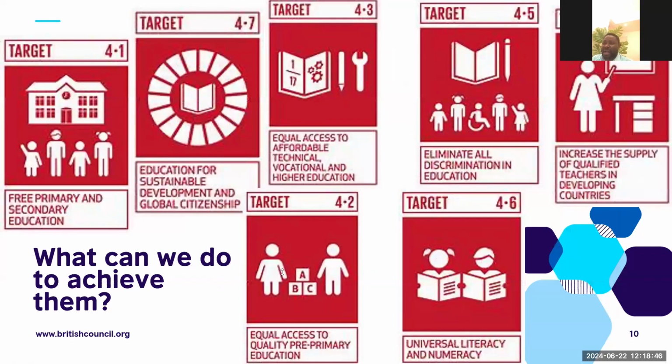Now, let's take a look at these targets. First is free primary education and secondary education. Remember, very soon I was just talking about free education in DRC, and this has been happening in so many countries. This is also education for sustainable development and global citizenship. Another target is equal access to affordable technical and vocational higher education, eliminating all discrimination in education and increasing the supply of quality teachers. What can we do to achieve them?